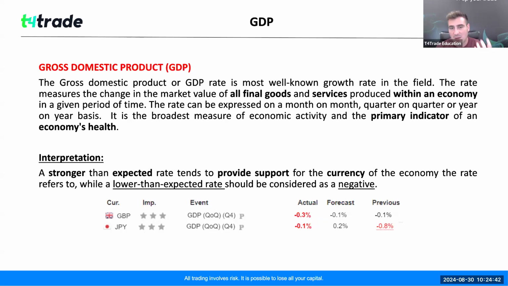What would you expect to happen to the pound? Obviously weaken. That's how you read these kind of things. Same thing goes for the Japanese yen. Prior quarter was 0.8%. The forecast was for it to move from contraction into expansion, so from the negatives into the positives, 0.2%. That did not happen. We have -0.1%. So the reaction is always expected to be negative for the Japanese yen.